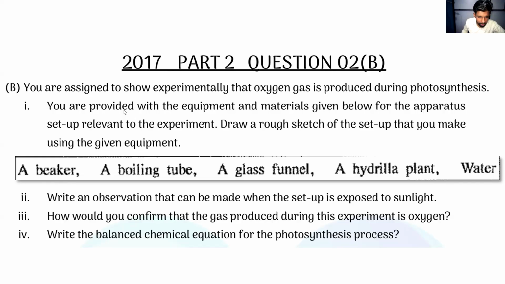Question number 3. Inserting a glowing splint, right? But you want to write the observation, that the glowing splint relights, okay? The second one is that the splinter will burn with a bright flame. Listen here. The glowing splint will relight with the bright flame. You want to mention the term relights with the bright flame.